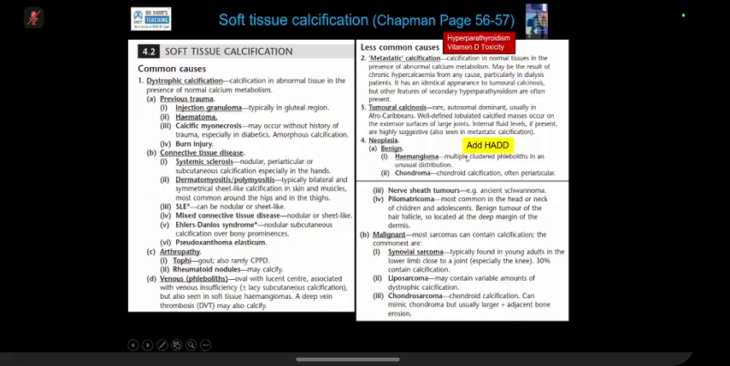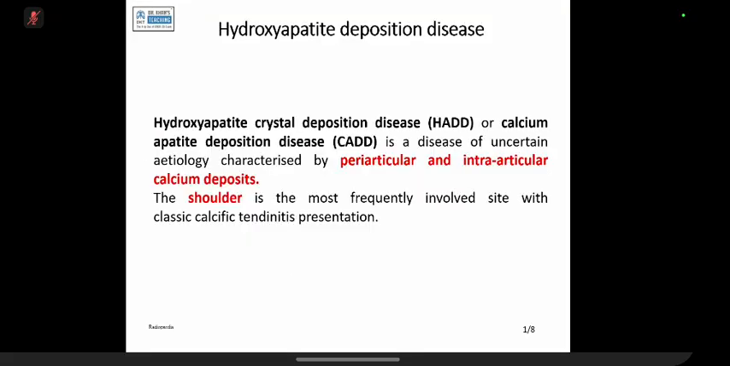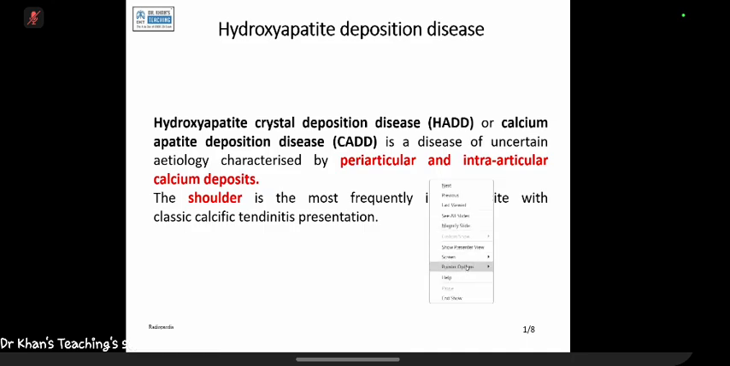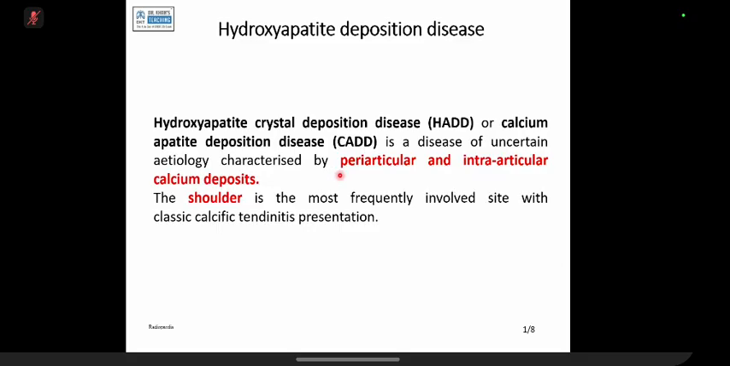This is the differential diagnosis. HAD is not mentioned there. You can include HAD. I'll come back to that. And what is it? It is a disease of uncertain etiology characterized by periarticular and intra-articular calcium depositions. So periarticular and intra-articular.